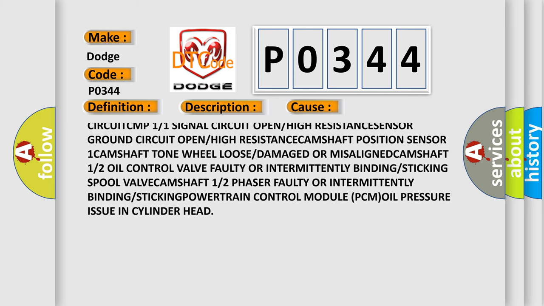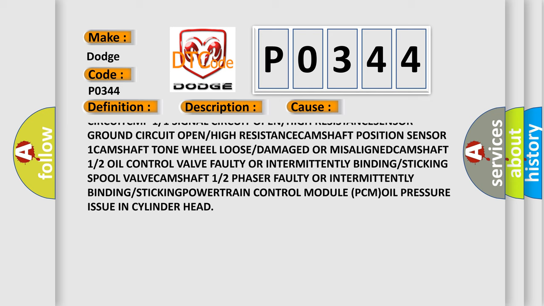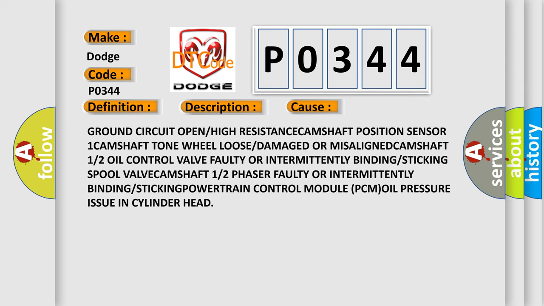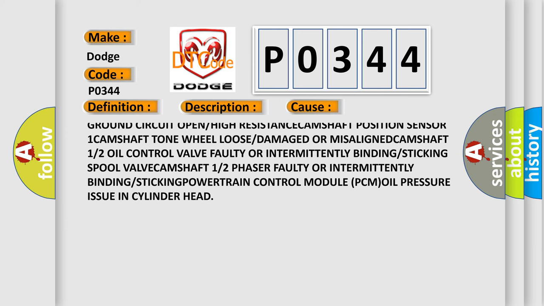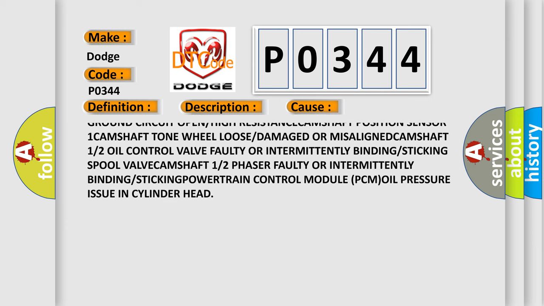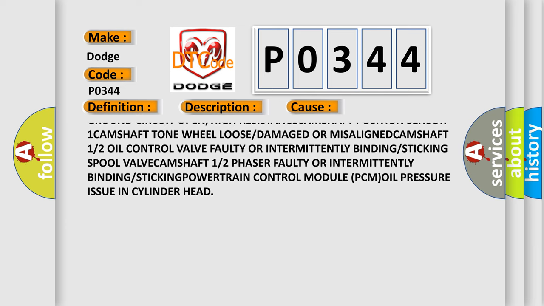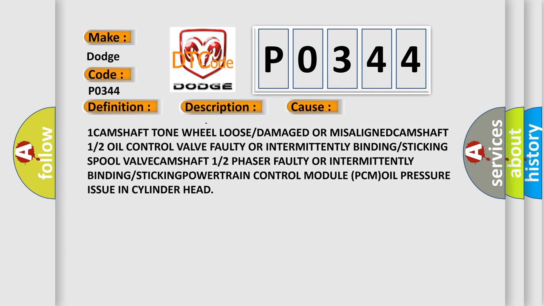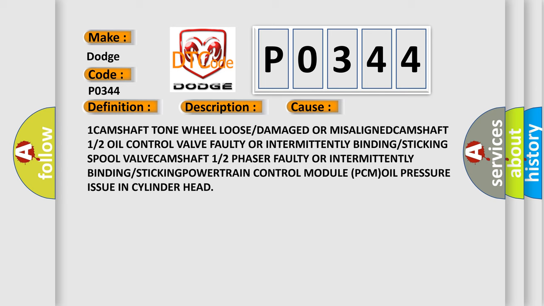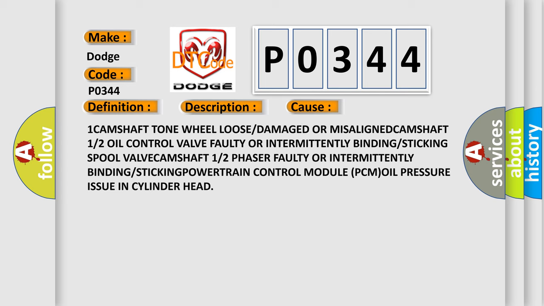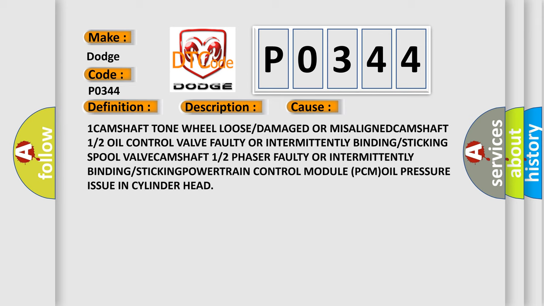camshaft position sensor 1, camshaft tone wheel loose or damaged or misaligned, camshaft 1 or 2 oil control valve faulty or intermittently binding or sticking spool valve, camshaft 1 or 2 phaser faulty or intermittently binding or sticking, powertrain control module PCM, oil pressure issue in cylinder head.